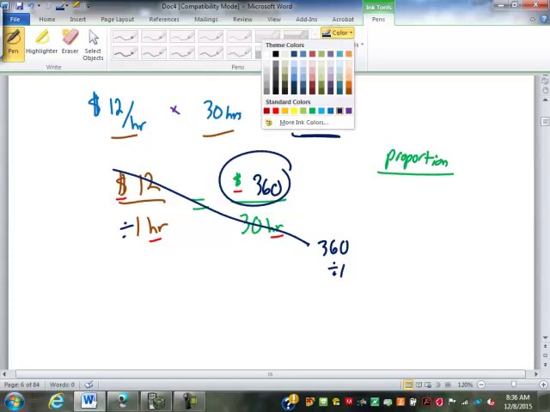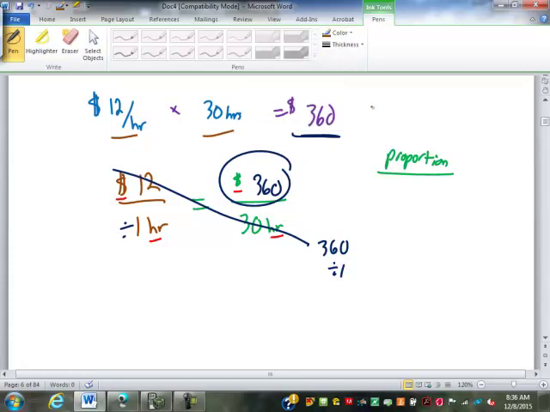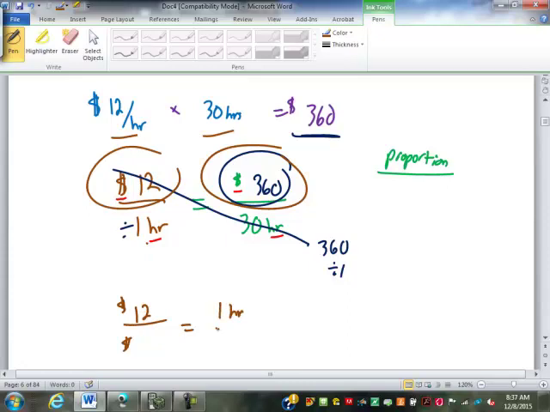Now I said that there was a different way we could have set this up, and let me show you that. I said that the dollars had to stay together. In this case, I put both of the dollars on top. I could have put them in the same ratio if I wanted to. $12 is how many dollars? Now the 12 goes with the 1 hour, so the 1 hour would have to go here. They still have to go together. They're either on top of each other or they're side by side. And then my 30 hours would go here. Notice when I cross multiply and divide, it's still 12 times 30 divided by 1.